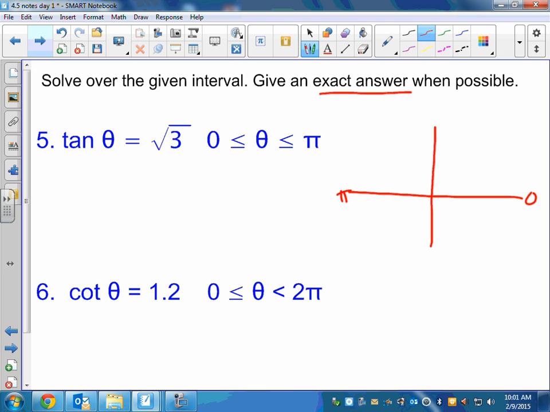Okay? Second step, no calculator. If you're in quadrant 1, you really only have 3 options, right? It could be down here, it could be in the middle, it could be right here.